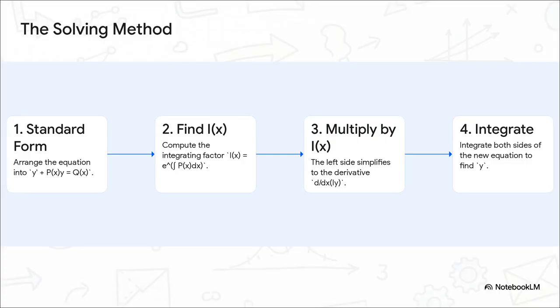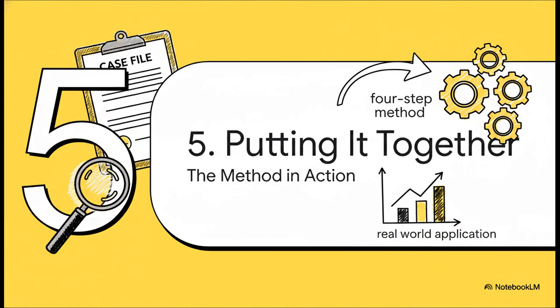So let's just write down our detective's handbook here. It's a straightforward four-step method. Step 1, get your clues in order, put the equation in standard form. Step 2, find your secret weapon. Calculate that integrating factor I. Step 3, multiply everything by I, which then magically simplifies that left side. And finally, step 4, integrate both sides to solve the mystery and find y. That's it. Okay, theory is one thing, but let's see how this method actually works on a real case.